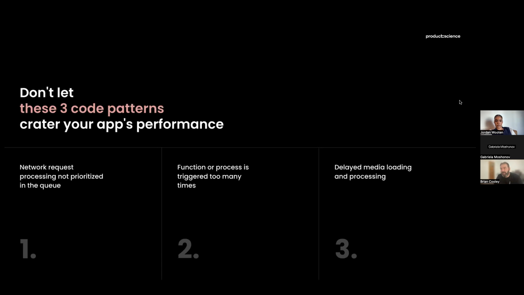So the three that we have today would be: you make a network request, but after you get the network request, you're not processing it in the UI queue because it's not prioritized, and so there's some avoidable delay. Another one would be simply executing a function too many times, more times than you intended. And then finally, when you're trying to display some kind of media, waiting too late to load it so that there's a noticeable lag as the user waits for buffering to finish. So let's go ahead and dive into these.